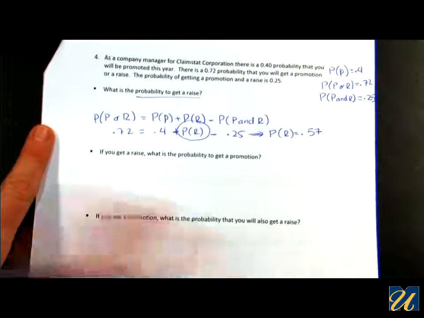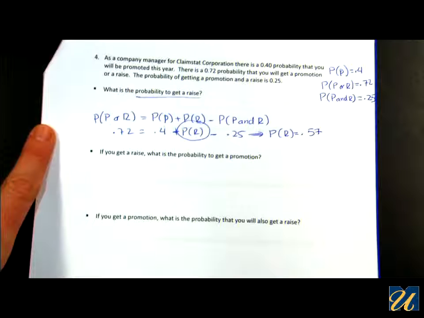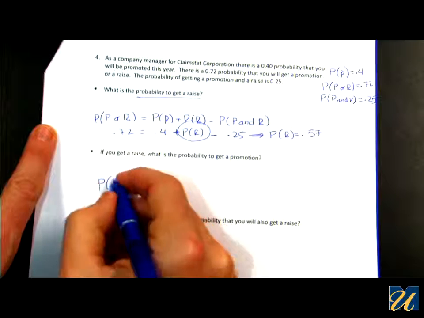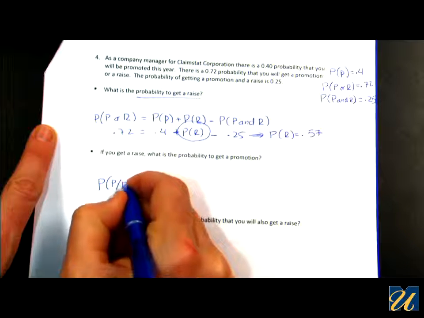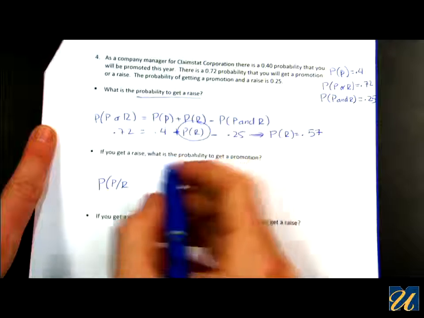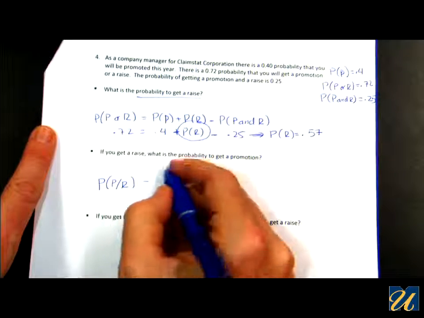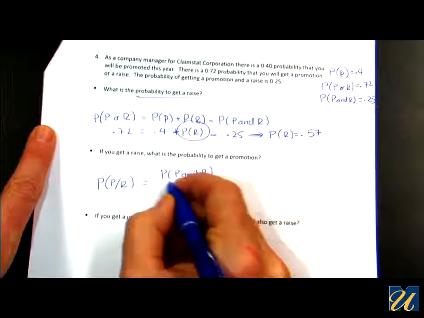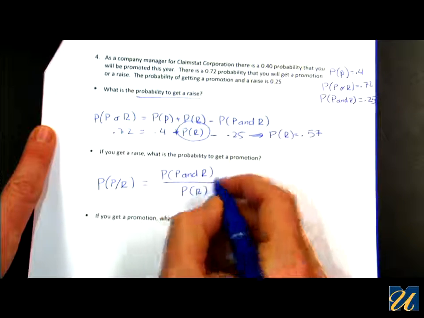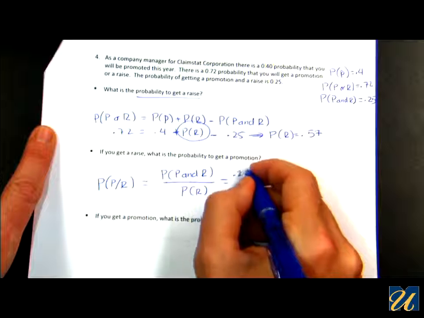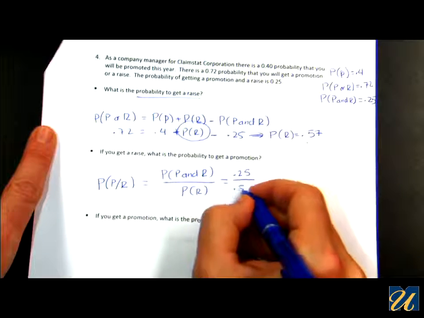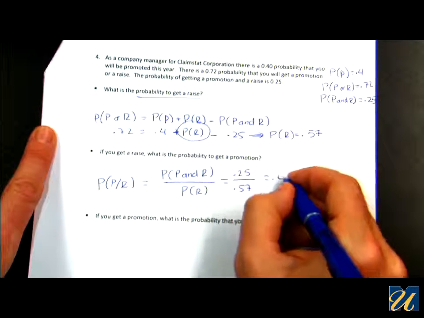If you get a raise, what is the probability to get a promotion? Again, conditional probability. Given the fact that you have received a raise, what is the probability that you will get the promotion? So, probability of P and R over probability of R is equal to 0.25 over what we just calculated, 0.57. And this is going to be 0.439.